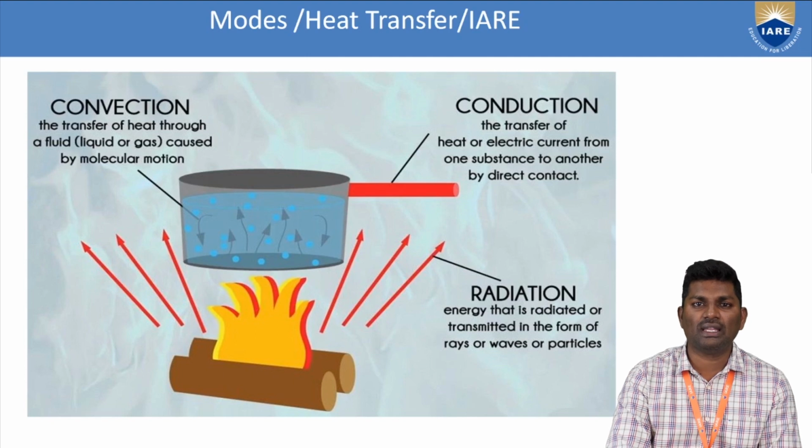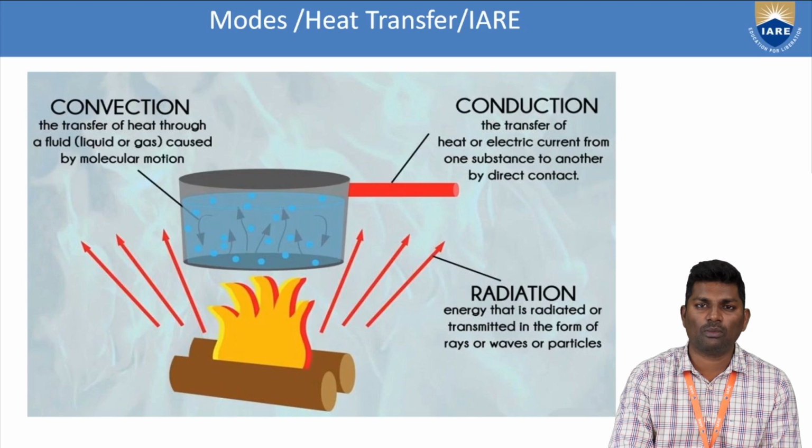And conduction is the transfer of heat or electric current from one substance to another by direct contact. If you see the example here, the handle is in direct contact with the vessel. So there is a conduction process going on here. There is a physical contact between the vessel and the handle. So this process of heat transfer is called the conduction. And radiation is the energy emitted and transmitted in the form of waves. The waves you are seeing at the bottom, the flames, are the waves. So this is the example of radiation. This is the combined example of the three modes of heat transfer.